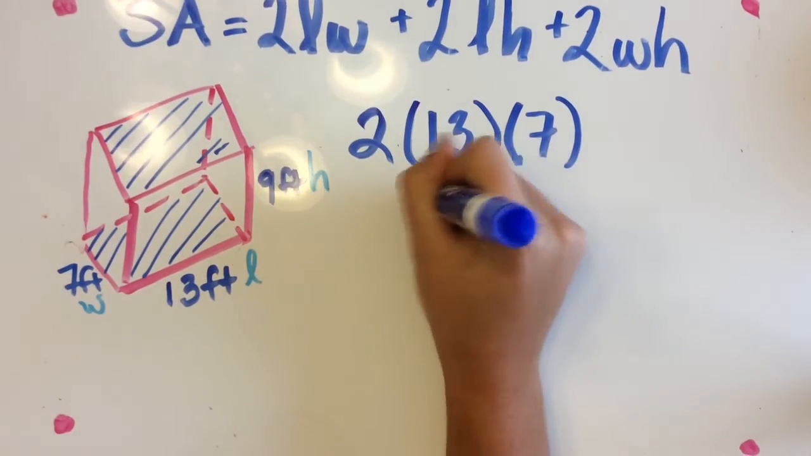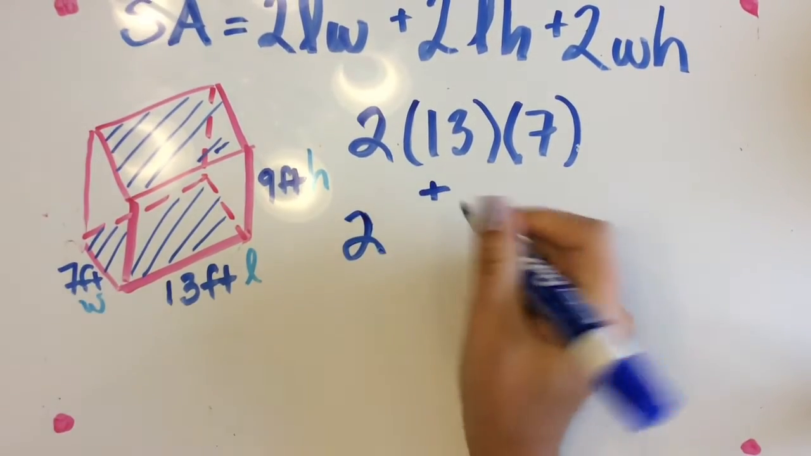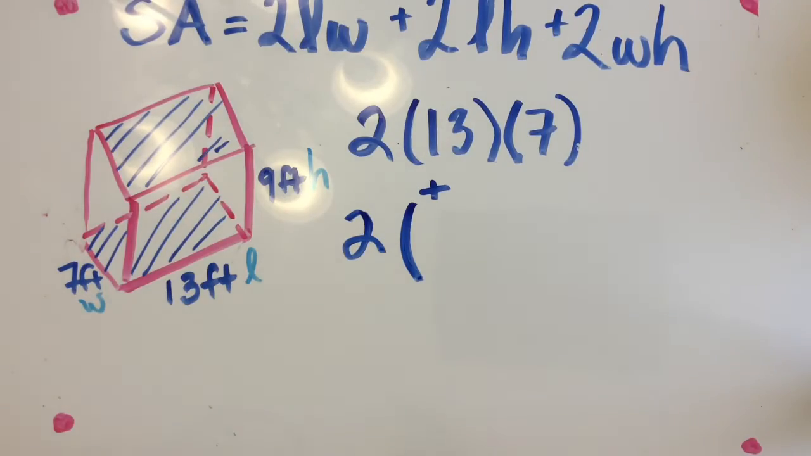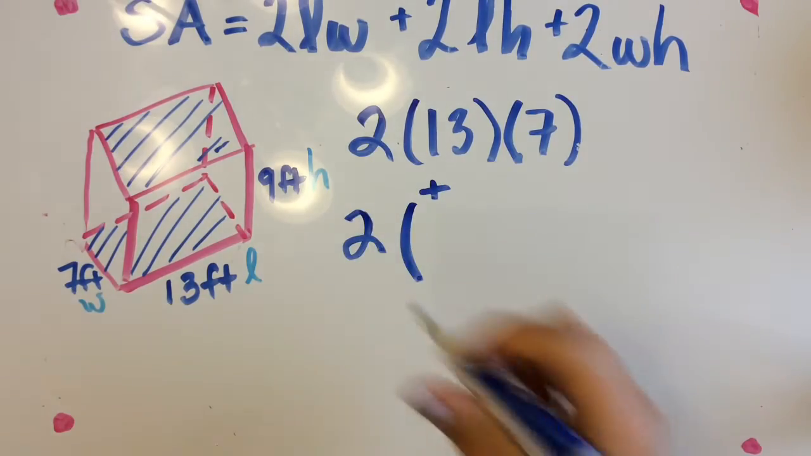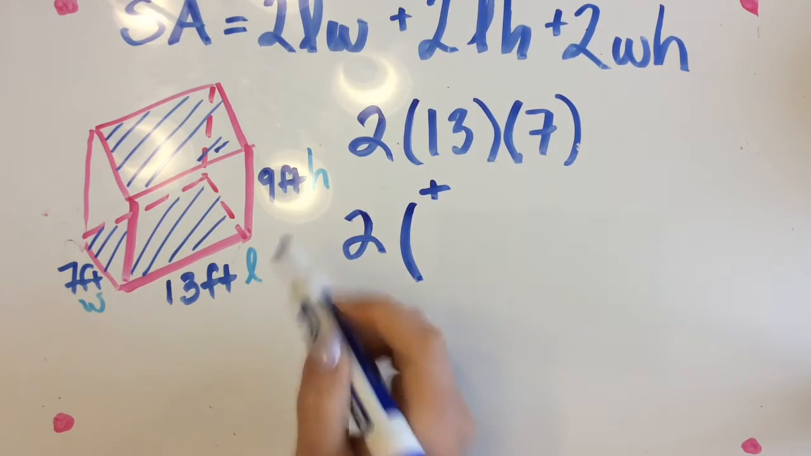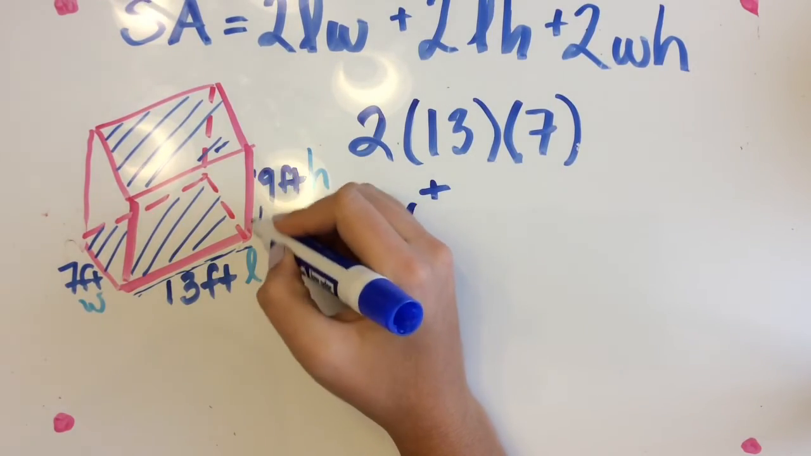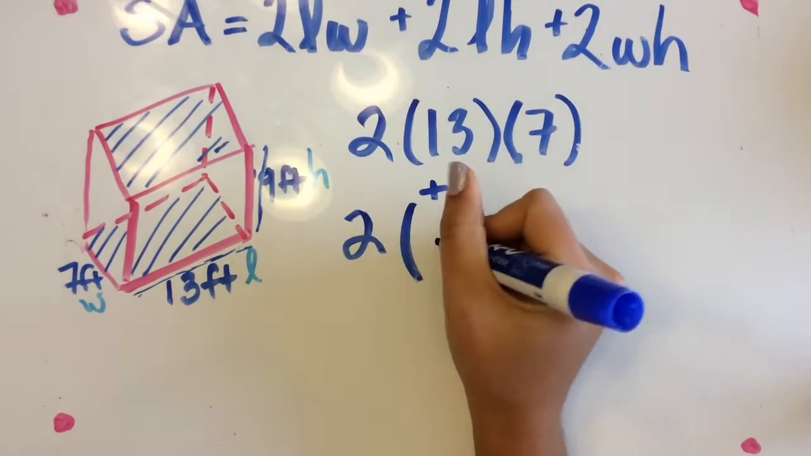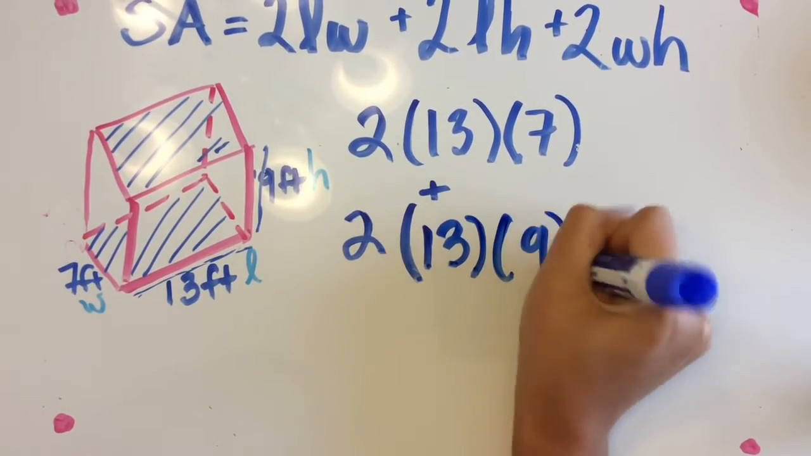I'm going to add them together vertically because I don't have enough room on my whiteboard. Next, I plug in 2 times length times height. So in this case, my length times my height. That's this bottom, oh wait, hold up. That's this bottom times this height right here. So that's 13 times 9.